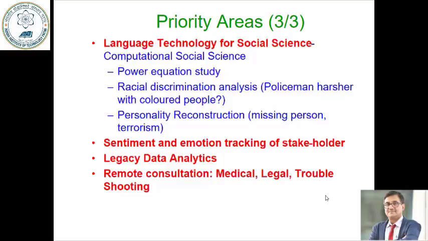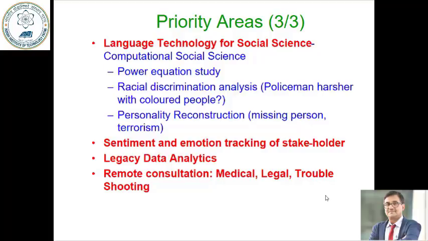Language technology for social science is very important. It's called computational social science. For example, one could study the power equation, any kind of racial discrimination that should be apparent from the data. Personality reconstruction, this is a very important problem for missing person identification, terrorism containment, and so on. Sentiment and emotion tracking of stakeholder is so important for service providers. Amazon, Flipkart, they need to know what is the opinion of the people who use their service.